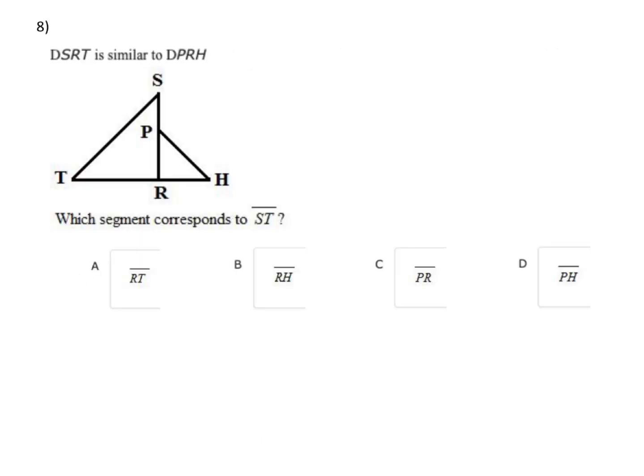On number 8, there's a little typo. D should just say triangle instead of D. So that reads triangle SRT is similar to triangle PRH. And it says which segment corresponds with ST. So we're going to start off by color coding. So S and P are red. We got R and R are blue. Then T and H are green.